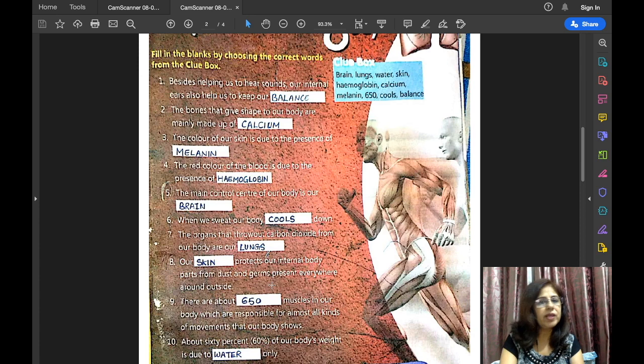As you know, in the atmosphere there is a lot of dust and germs outside our body. So the skin protects our internal body parts from those germs and dust that are present everywhere around outside.